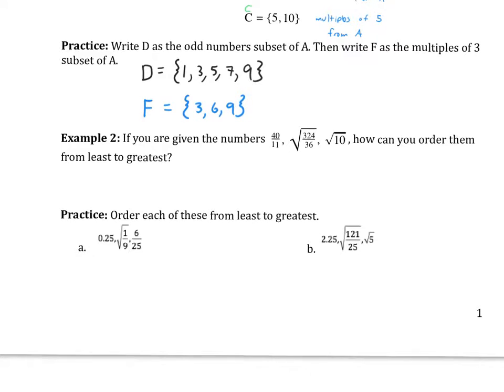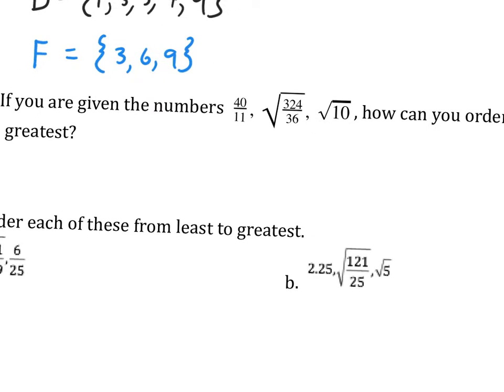Okay, the next skill that we're going to look at is recognizing that when you are given a set of numbers, you might need to put them in order. So if you're given these numbers, 40 over 11, the square root of 324 divided by 36, and the square root of 10, how can we order them from least to greatest? As we look at this one, what we need to do is convert everything to the same form.